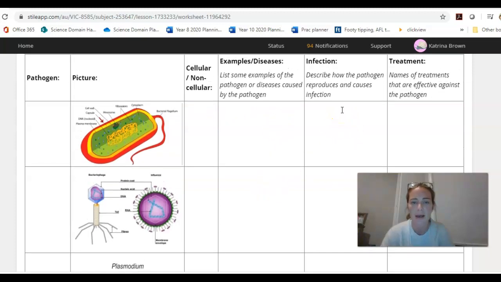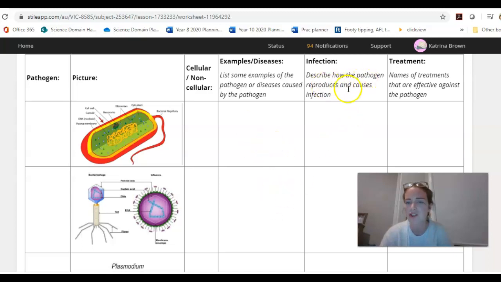So name the pathogen. Is it cellular or non-cellular? They're one word each. List some examples of the pathogen or diseases that are caused by the pathogen. For bacteria and probably for virus too, a lot of the infections or diseases that are caused are actually just the name of the bacteria. So listing off a few common ones.